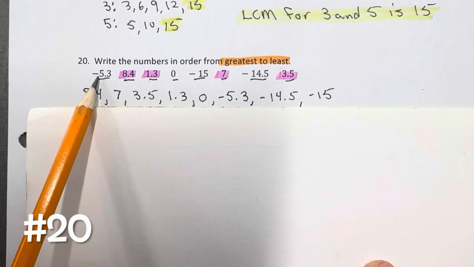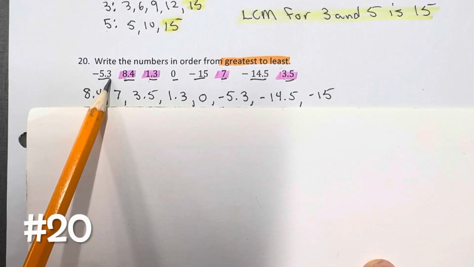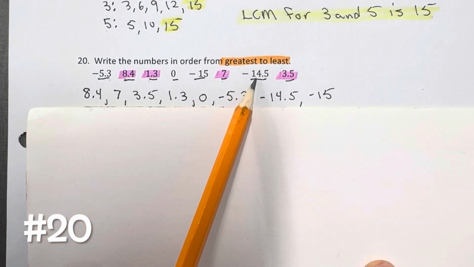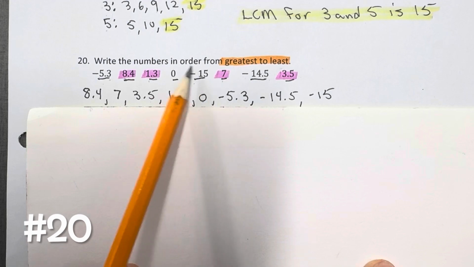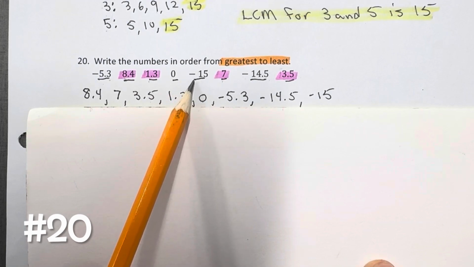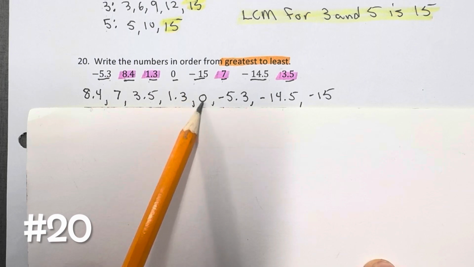And so that would give us negative 5.3, then negative 14.5, and then negative 15. Negative 15 is the smallest value. It's the negative number that's the farthest from 0.